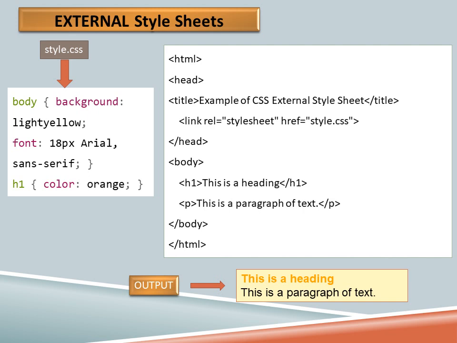This is a paragraph of text. Now look, we have given the background color as light yellow. So the background color is light yellow, and we are writing a line in heading h1. This is a heading, so its color is orange. So the color orange is used.